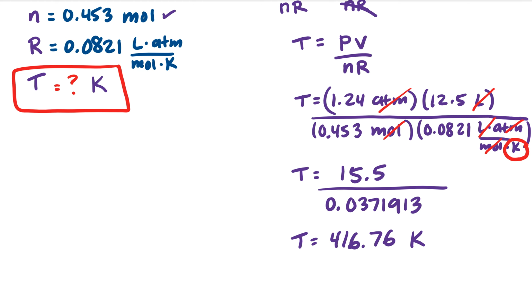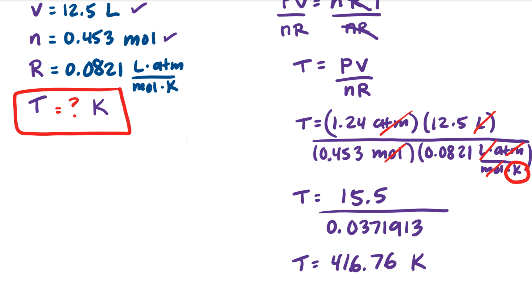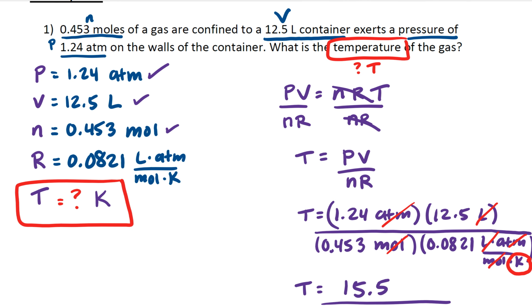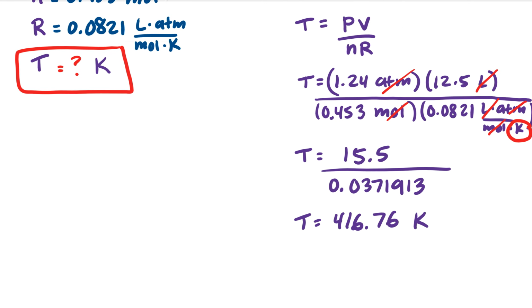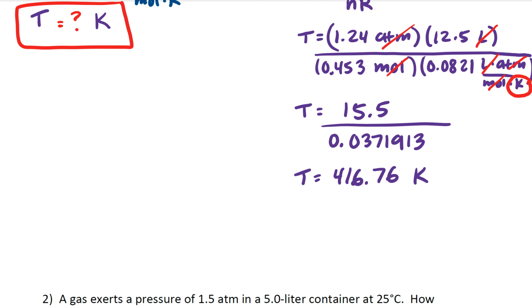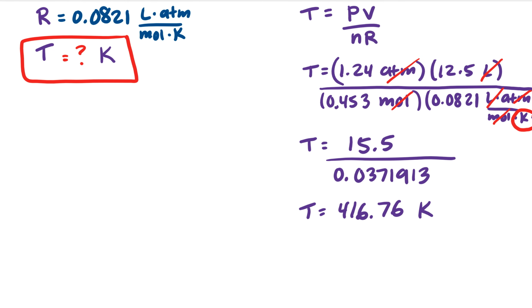One final thing, we're going to round for our sig figs. I go back and look at all my given numbers in the question. The fewest number of significant figures was 3, so we'll round this to 3 sig figs. So that means our final answer is 417 Kelvin.